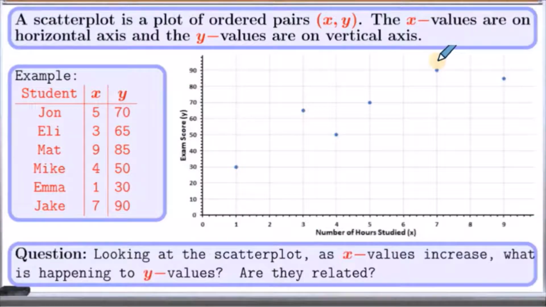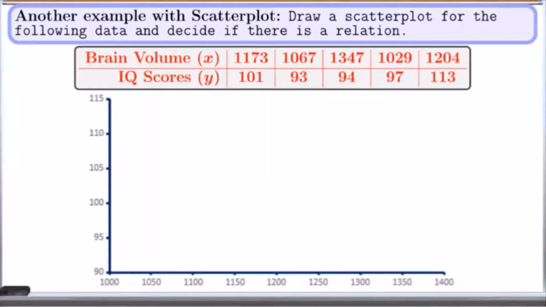As soon as we have a scatter plot, a natural question to ask is how x and y are related. Here we can see a trend that when x values increase, y values also increase. Here is another example. It's talking about brain volume and IQ score. Let's quickly draw a scatter plot to see how they are related.